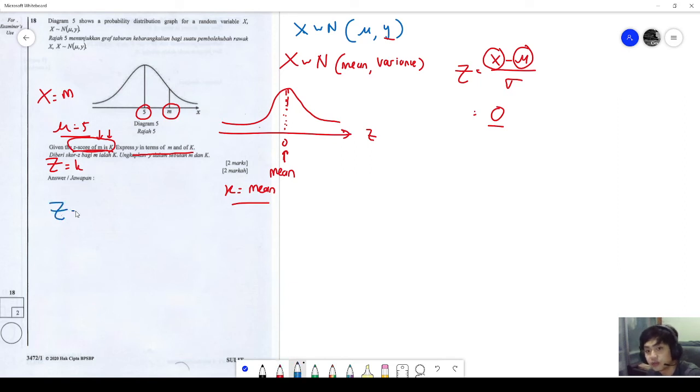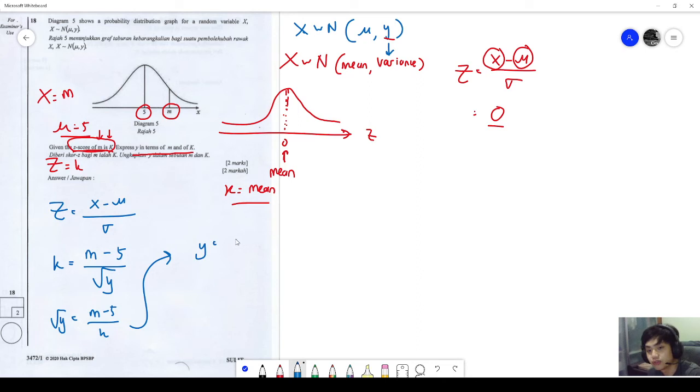So we have z equals x minus mean over standard deviation. So z is k, x is m, mean is 5, and the variance is given to us as y. Therefore, the standard deviation is root of y. By swapping places, because we need to make y the subject, root of y equals m minus 5 over k. Squaring both sides, y equals (m minus 5 over k) squared. So this is done.